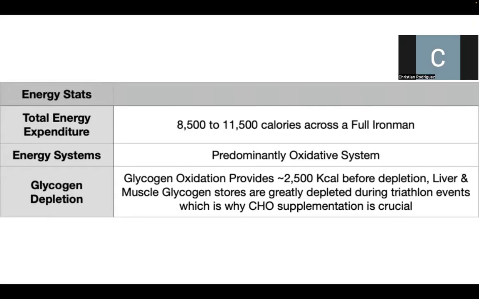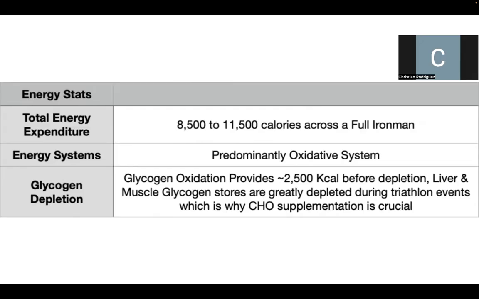Here we can also see an example of what the top end of calories burned during an exercise bout would be. We could see as high as 12,000 calories being burned across a full Ironman, but in training alone, we're seeing thousands of calories burned. The predominant energy system used is going to be the oxidative system, outside of those small instances where we see the other energy systems kick in for some short bouts.